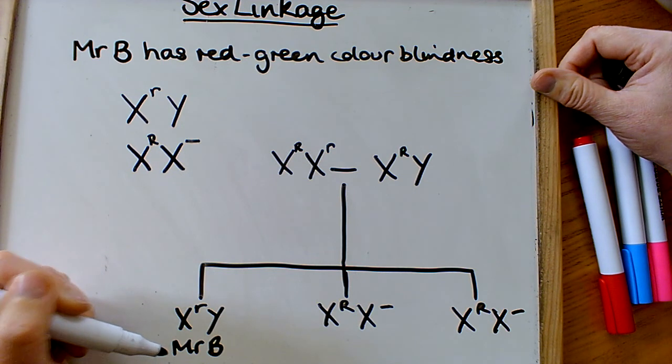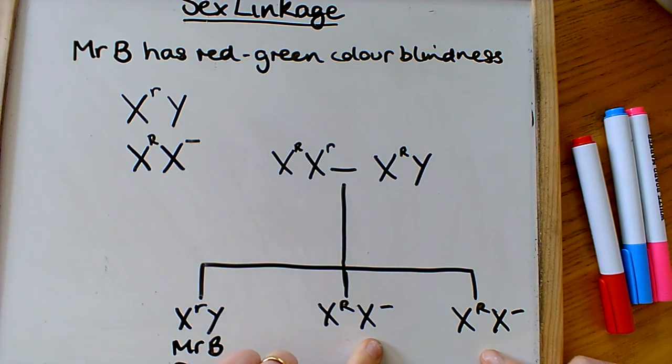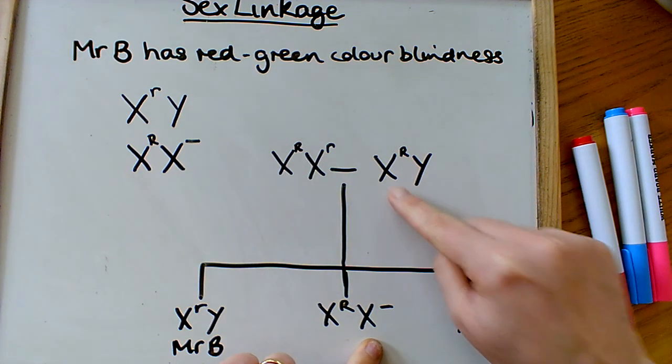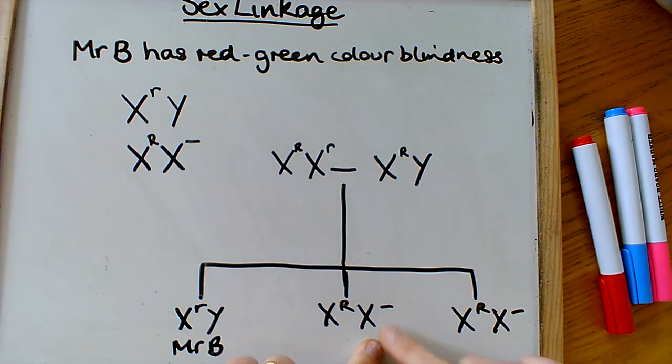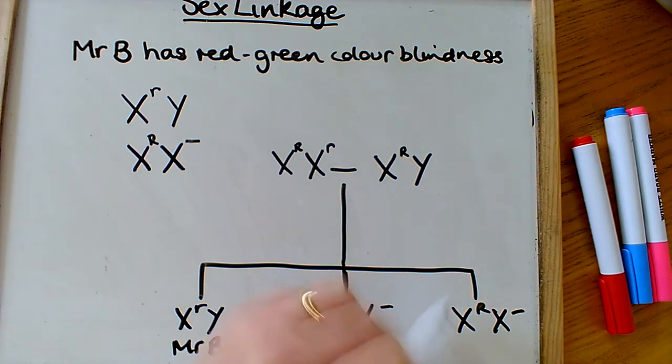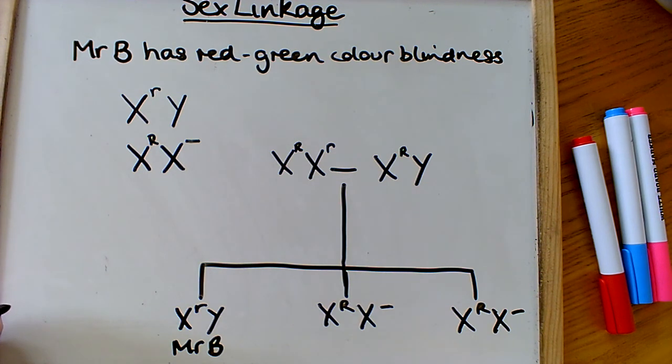Can we fill in any more about his sisters? No, we can't. We know that they've got an X big R, but that could have come from the dad or from the mum. What we don't know is what they got for their other one. So unless we know about any children that they had, which I don't, and whether those children had red-green colour blindness, we can't fill in any more about this. So now I'm going to clean off again. I'm going to show you how we do an inheritance here.